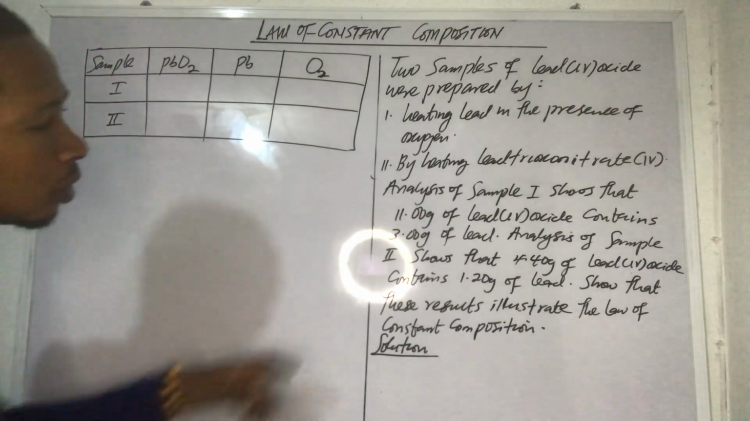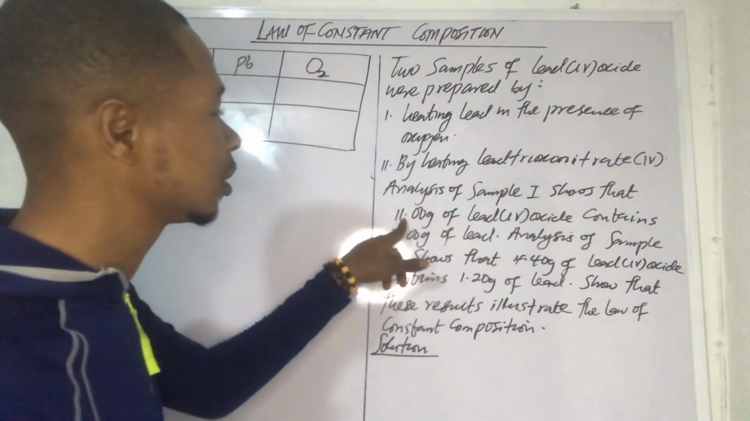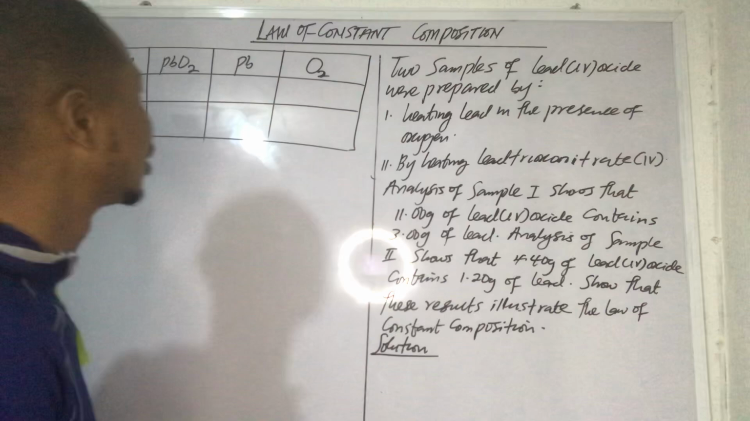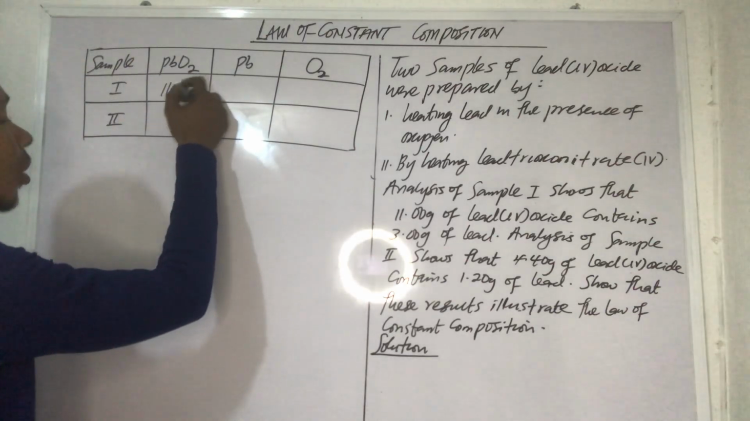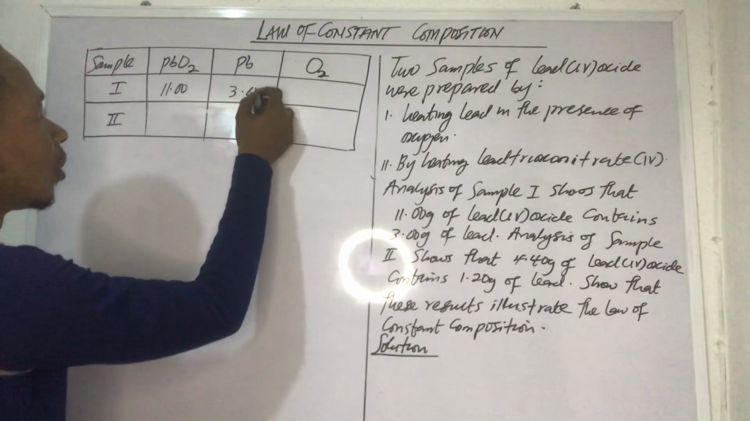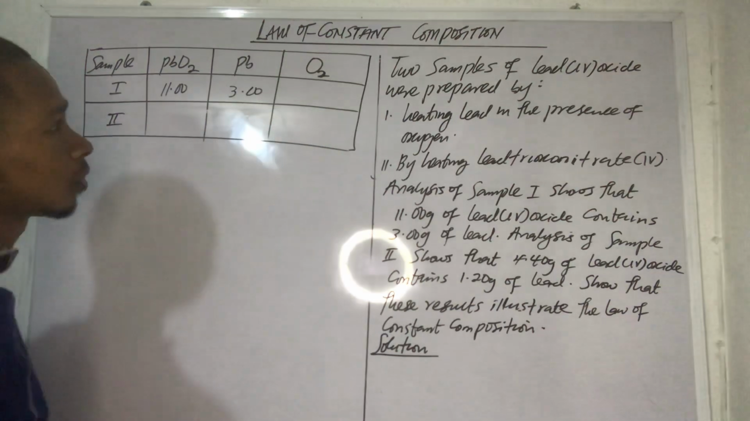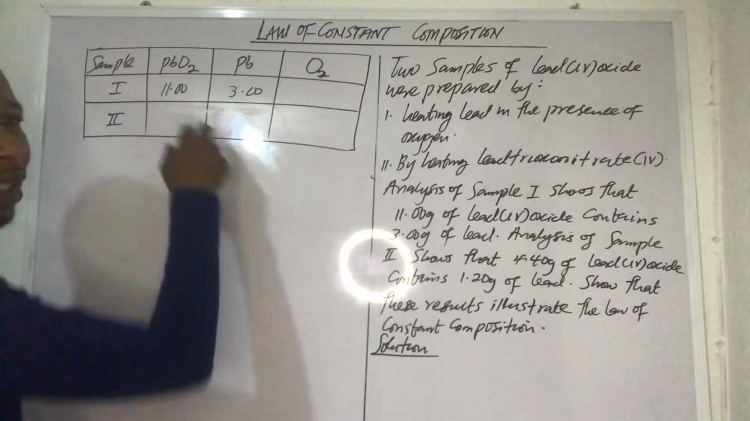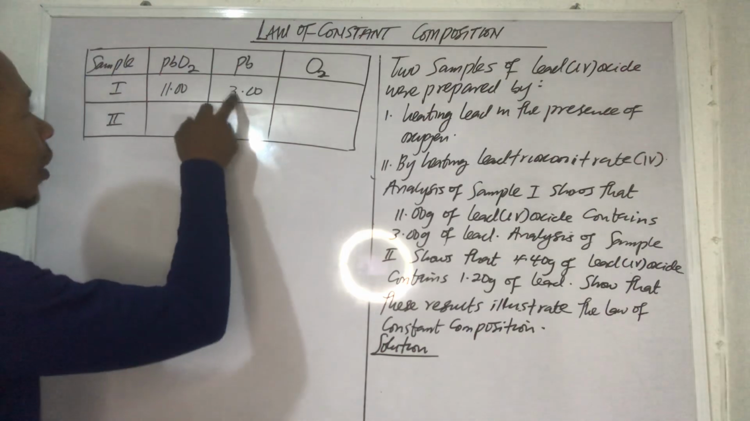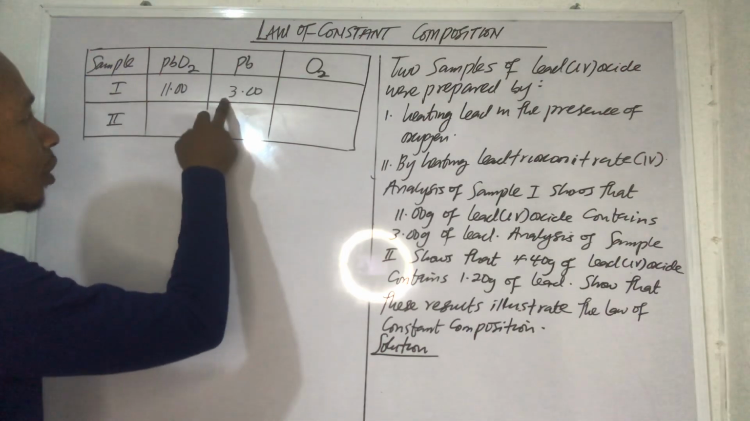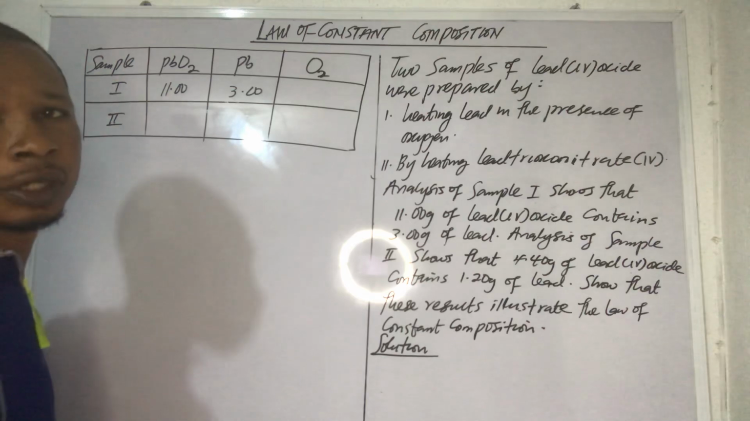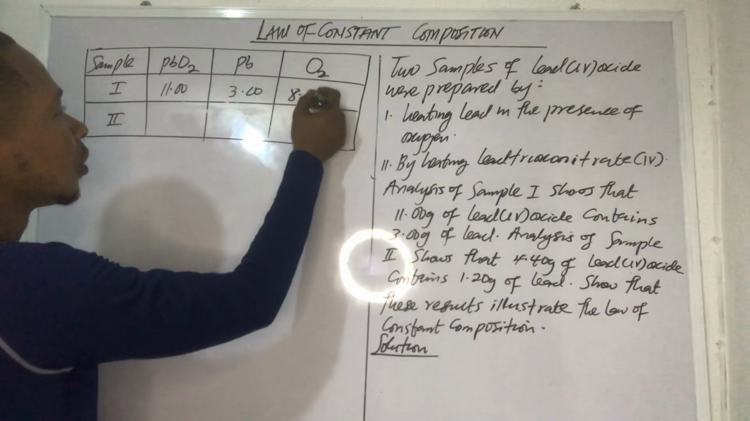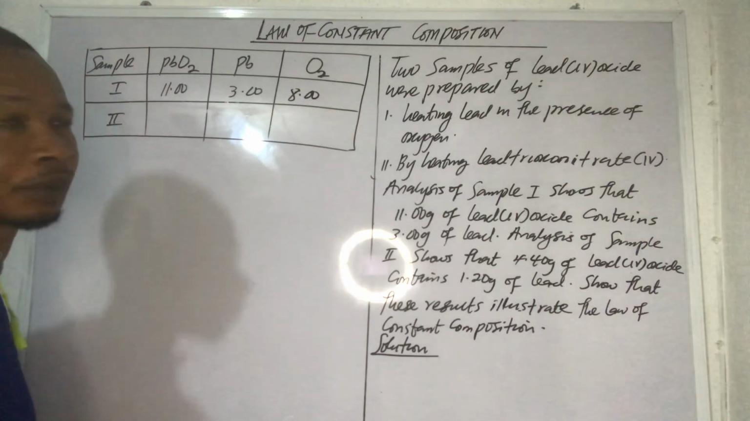So in that case, sample 1 shows that this 11.00 gram of lead(IV) oxide contains 3.00 gram of lead. Then we need to find the mass of oxygen by ourselves. And how do I get that? If this is lead(IV) oxide, lead and oxygen only, and this is for lead, then the total minus the mass of lead will be the mass of oxygen. In that case, this minus this will give me 8.00 gram. That will be the mass of oxygen.